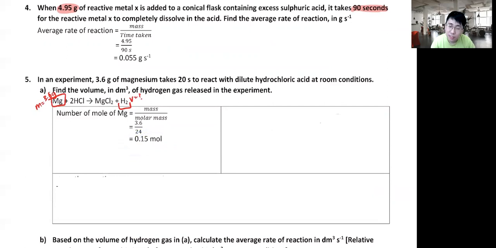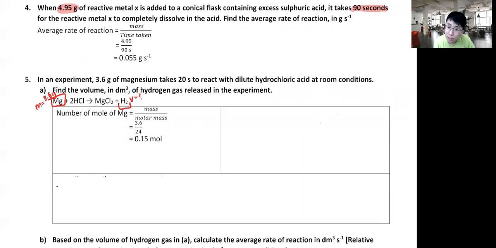But that is only the value for Mg. Nothing relates to H2. But what you really want is H2, right? How am I supposed to relate Mg to H2? You always have a step 2. That step 2 is looking at the ratio in your equation. What's the meaning of it? If you look at Mg, is there any number in front of Mg? No number means 1. H2, again, no number means 1. So the ratio in your equation between Mg and H2 is 1 to 1. Therefore, if my Mg is 0.15, your H2 number of mole is also 0.15.